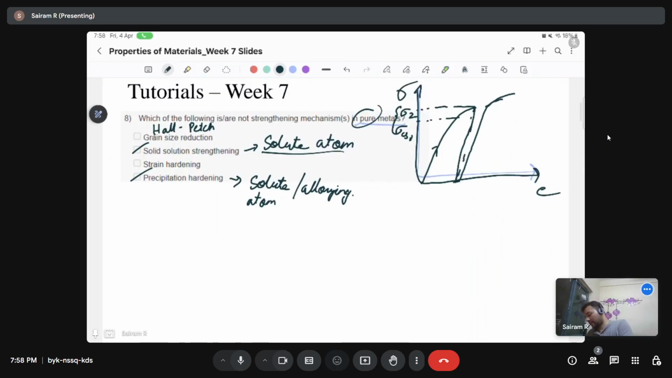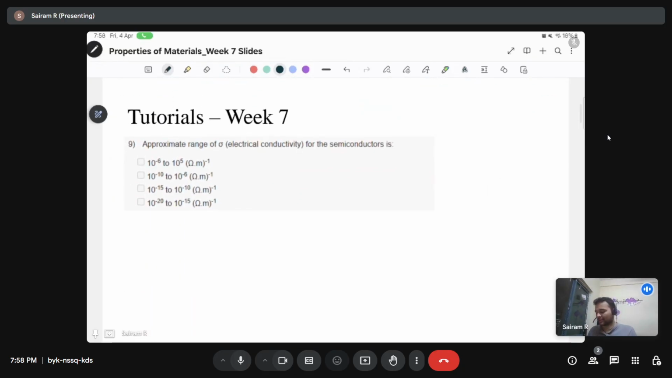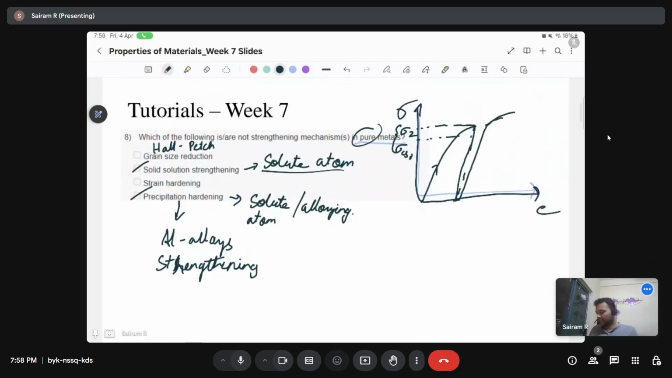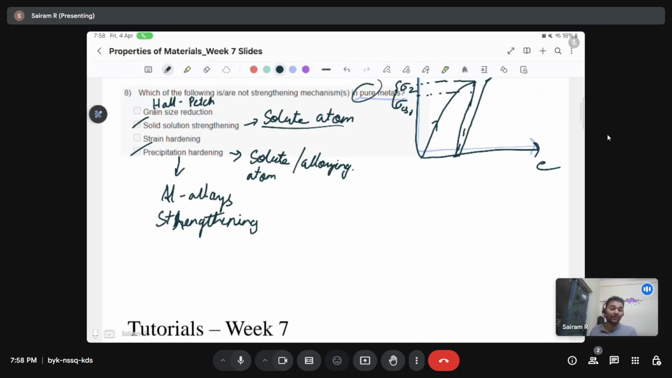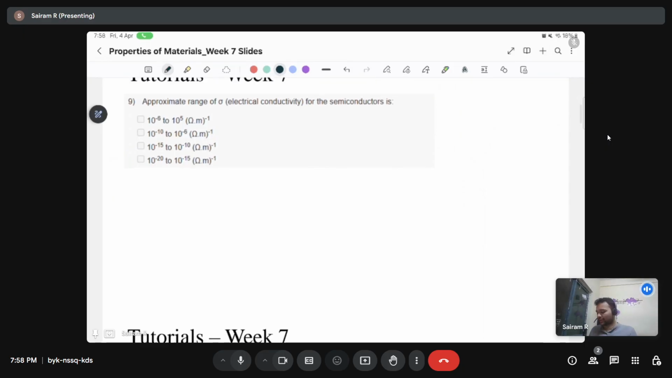So that's why, again, a very fascinating story about Alfred Wilm and how he got aluminum alloys. Very interesting story. We'll definitely discuss about it. Okay, I think with this eighth question, we have officially completed the mechanical properties of materials. We move on to the electrical properties of materials from the ninth question onwards.